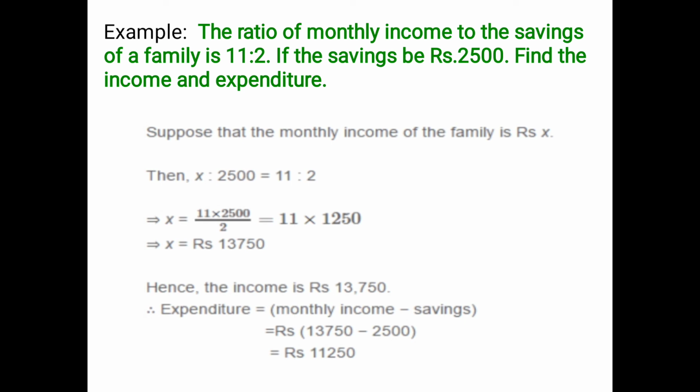We found the income and we need to find the expenditure. Expenditure is equal to monthly income minus saving. If we subtract savings from the monthly income, we will find the expenditure amount. So rupees 13,750 minus the saving amount, which is 2,500. Now we found the expenditure value, that is 11,250. So I hope you understood the word problem also.